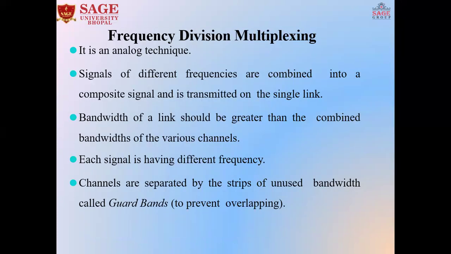Frequency division multiplexing is an analog technique. Signals of different frequencies are combined into a composite signal and transmitted on the single link. The bandwidth of the link should be greater than the combined bandwidth of the various channels. Each signal has a different frequency. And here the concept of guard band is used in order to prevent overlapping. Channels are separated by strips of unused bandwidth called guard bands.